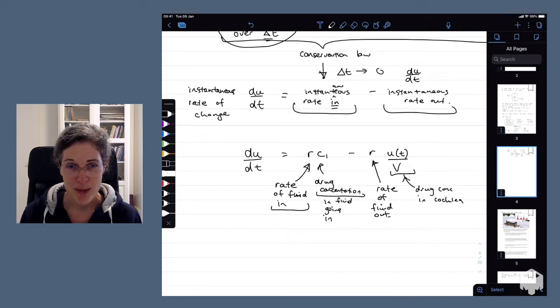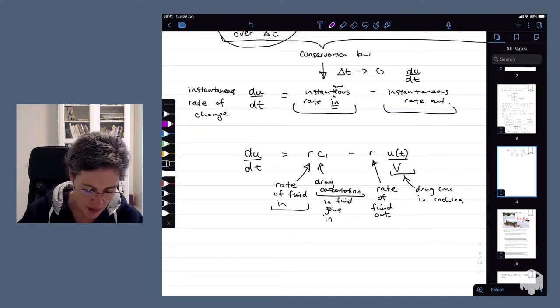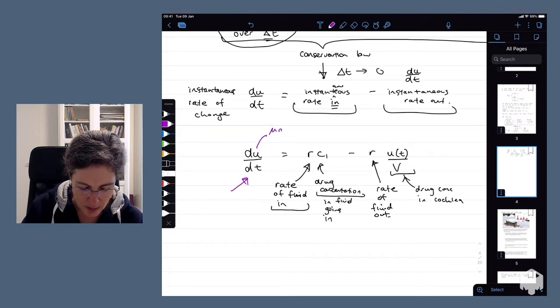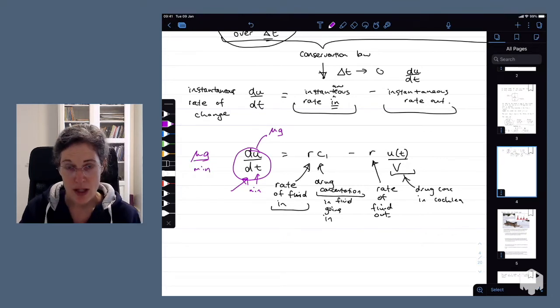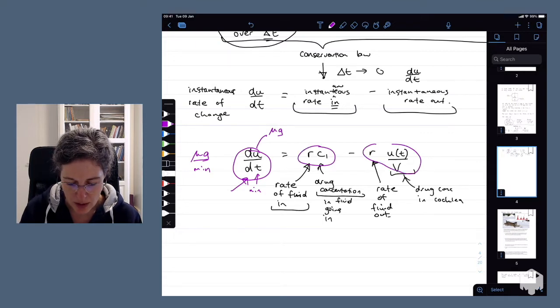One of the first things that I would recommend that you do when you're doing something like this is a quick dimensional analysis. What do I mean? Just check that your units make sense. We're going to check that the units that we have in each term are the same, because otherwise something's gone wrong. So let's think about our units here. If we look at du by dt, we know that u is measured in micrograms, and we're measuring t in minutes. So overall, the left-hand side here is in micrograms per minute. Okay, so we're really hoping that both of these terms are also in micrograms per minute. Well, let's have a look.